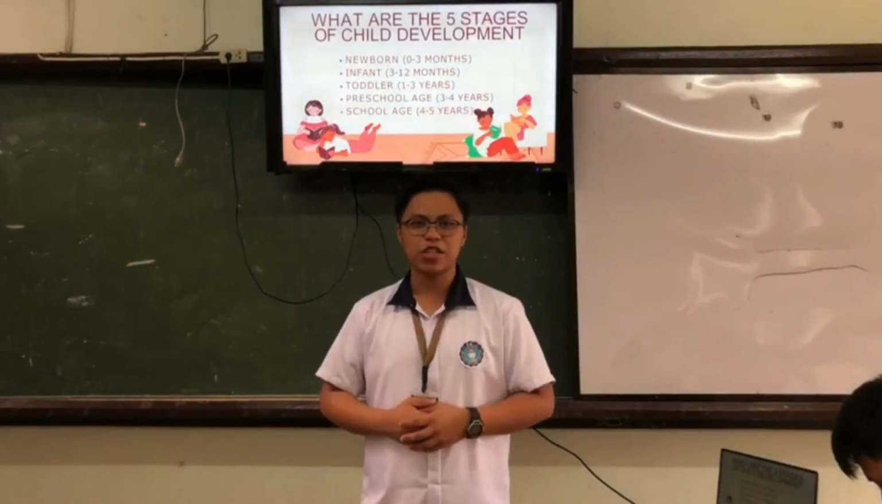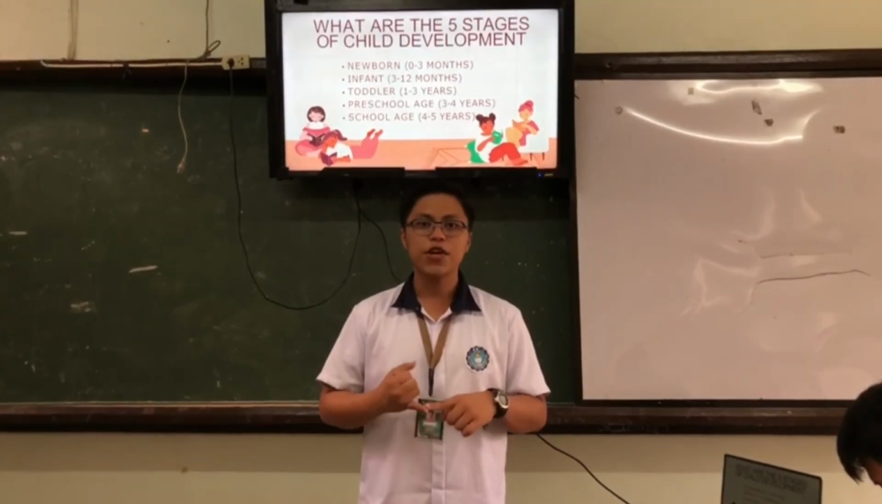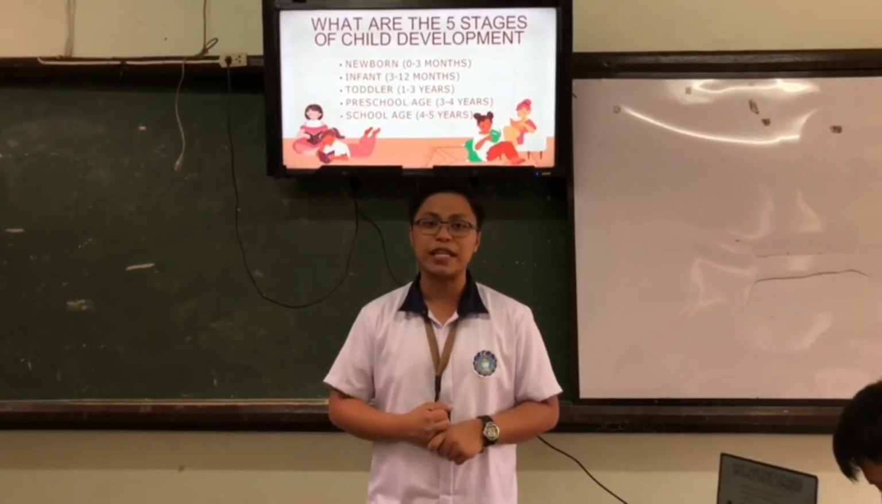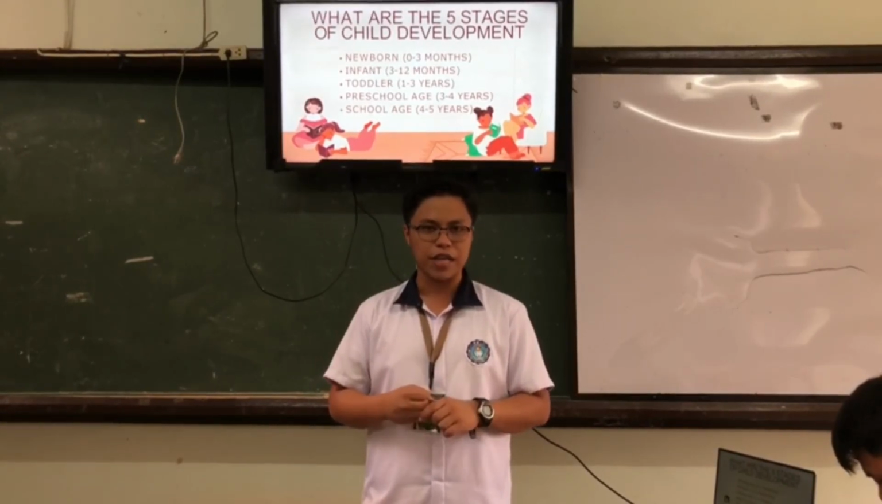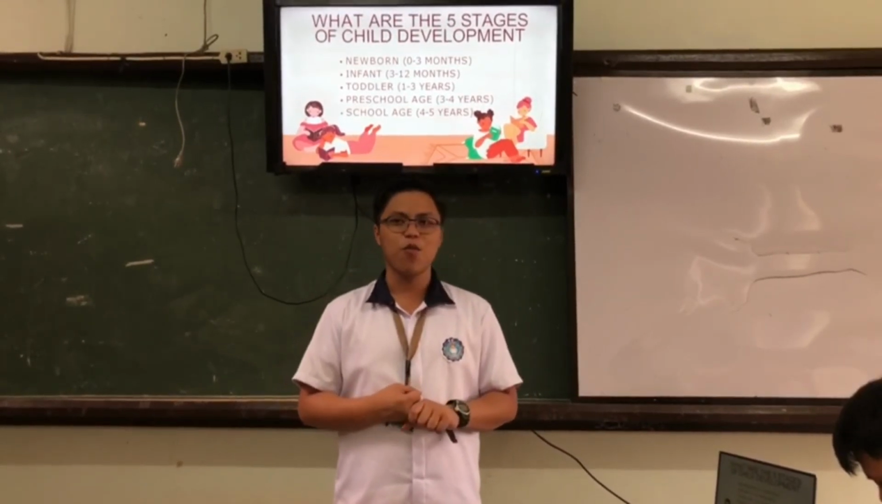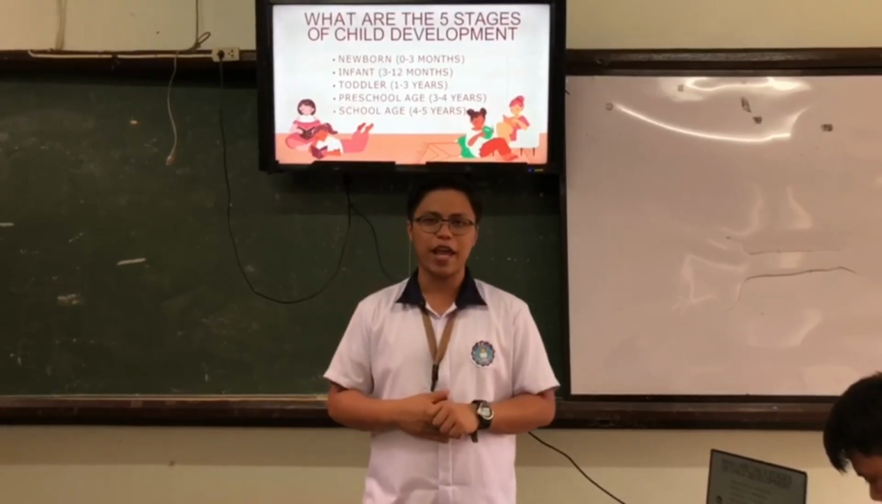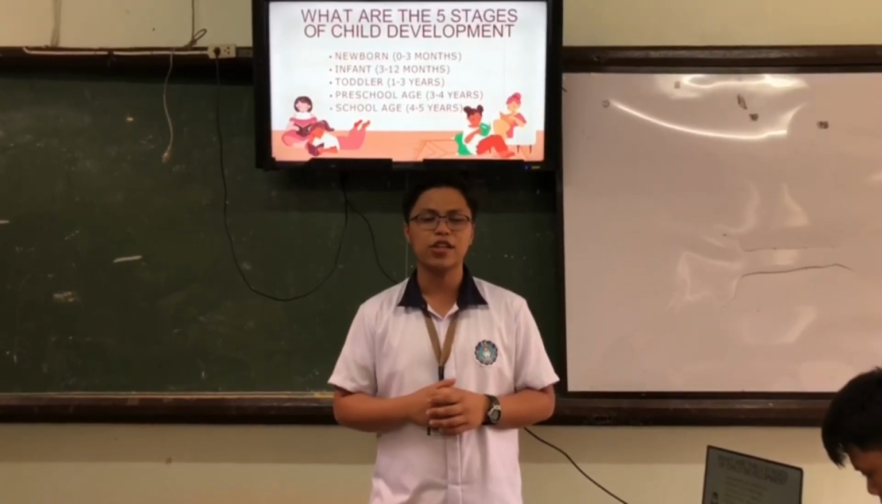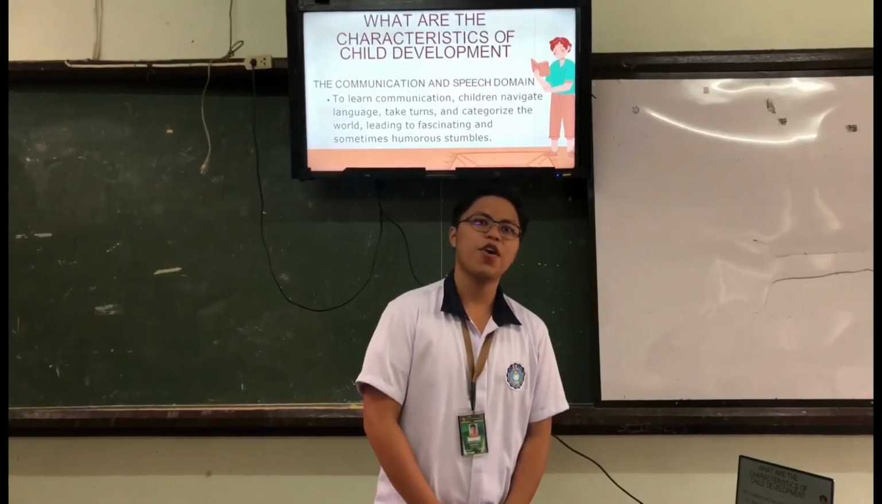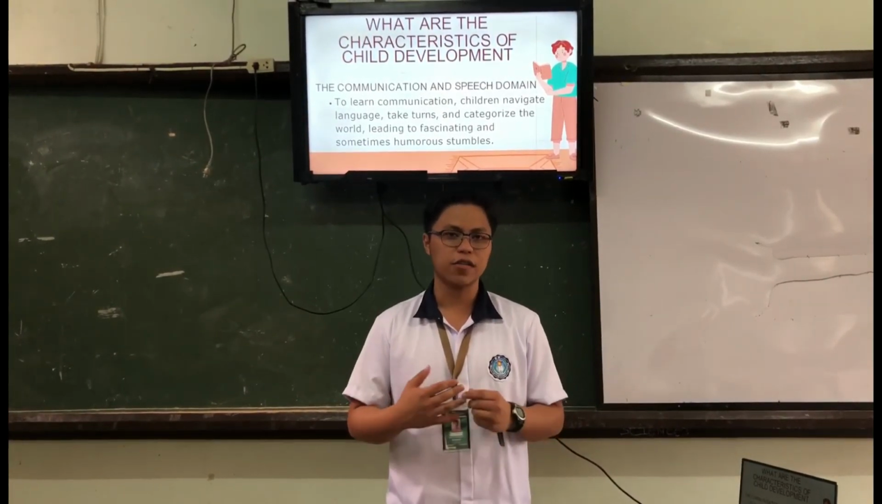There are 5 stages of child development. First stage would be the newborn from 0 to 3 months. Next would be the infant stage from 3 to 12 months. Toddler from 1 to 3 years. Preschool age from 3 to 4 years, and the last would be the school age from 4 to 5 years. There are 4 characteristics of child development.